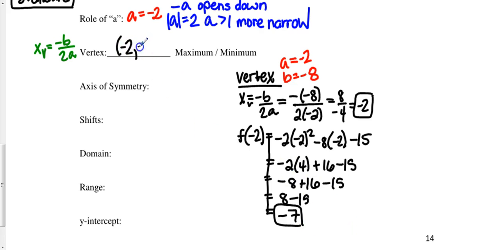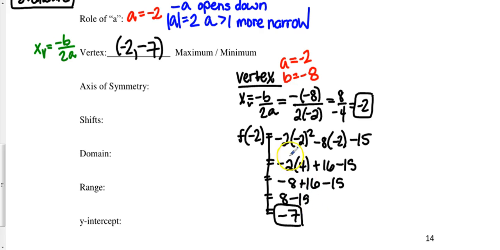So I got -7 as an answer. Do we match? Discussing the algebra real quick, I'm going to square -2 first and I get a +4. -8 times -2 is a +16 and I bring down the -15. This results in -8 plus 16 minus 15. -8 plus 16 is a +8 minus 15 and I get -7.